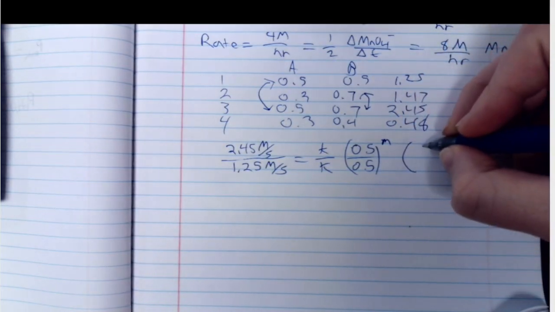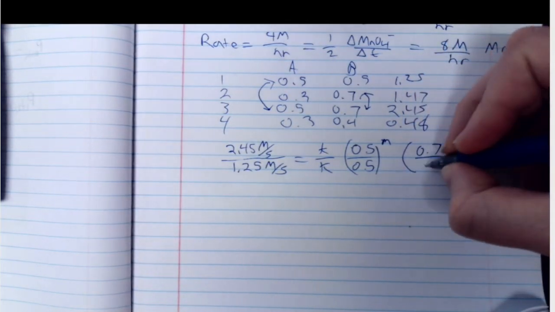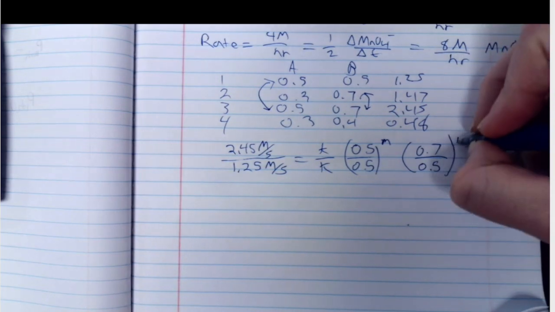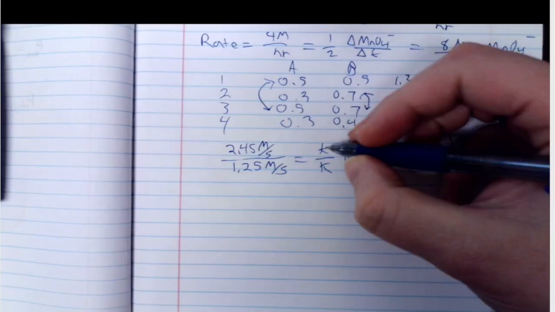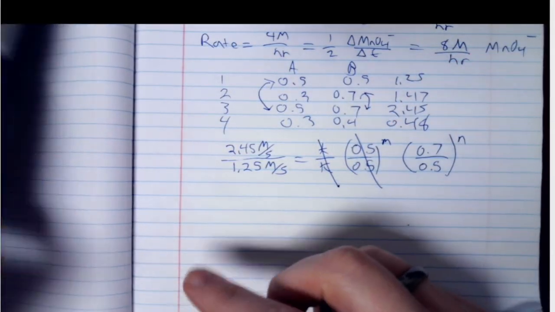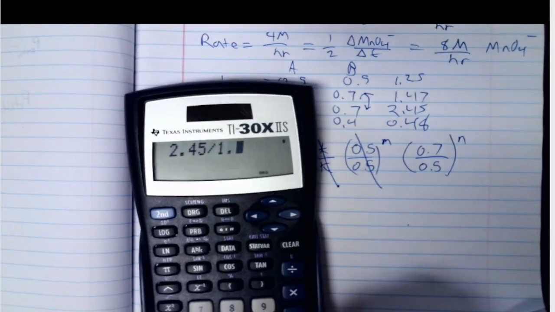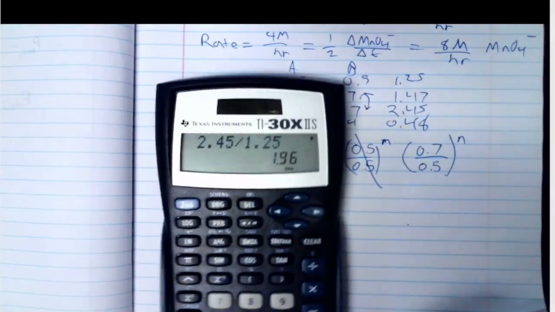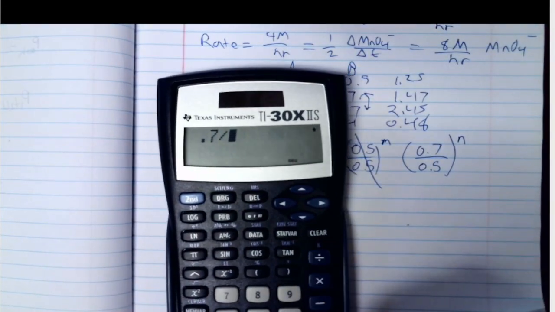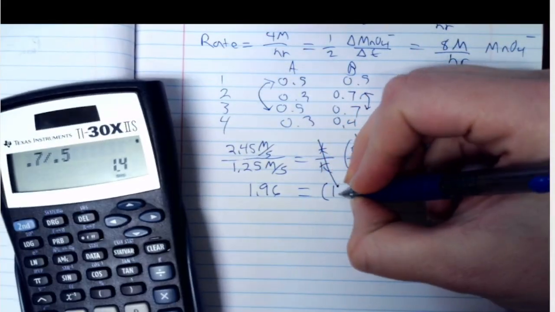And we have 0.7 over 0.5. So just looking at that, these cancel out to give you 1. These cancel out to give you 1. So what we are left with is 2.45 divided by 1.25 is 1.96. 7 divided by 0.5 is 1.4.